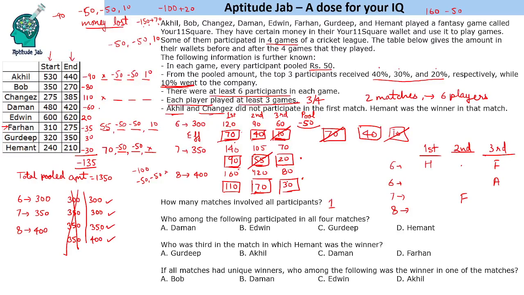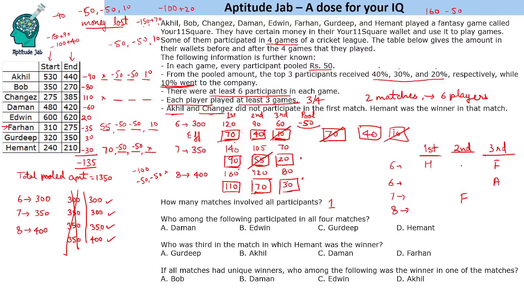Daman also, minus 60 can be minus 150 plus 90, or it could be minus 100 plus 40. So again we cannot determine, and one match he will not play, right? Edwin has a 20 rupees profit. He has to play at least three matches. So 120 minus 50 minus 50. Then it could also be getting 120 in two matches and then losing 100 rupees.